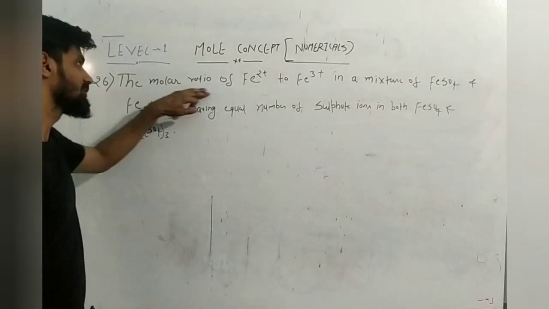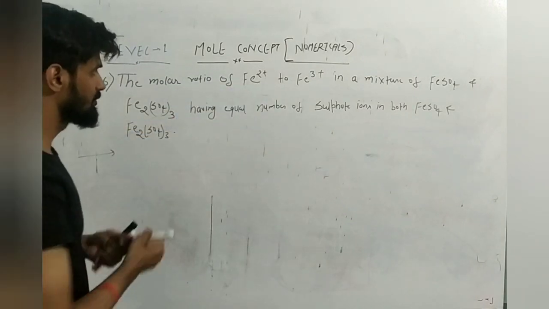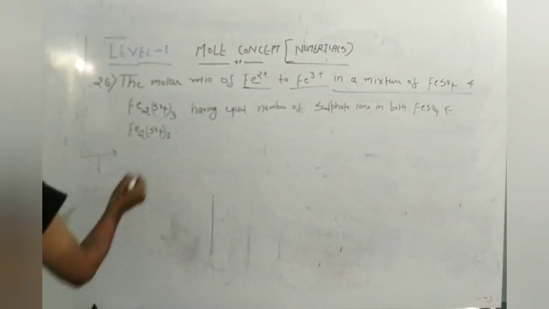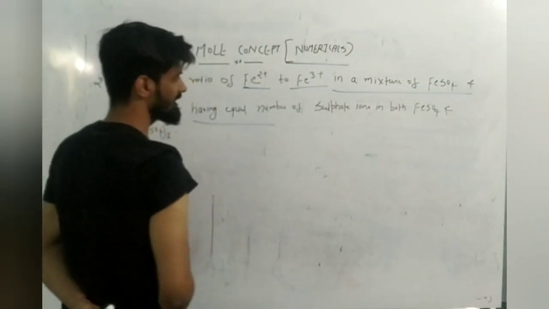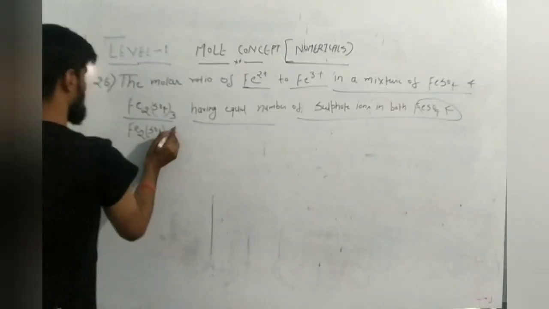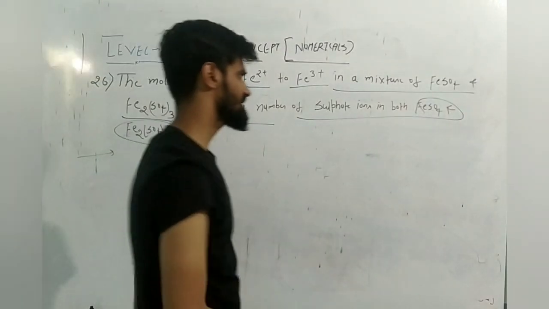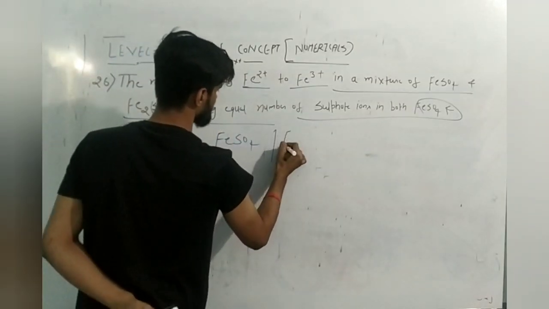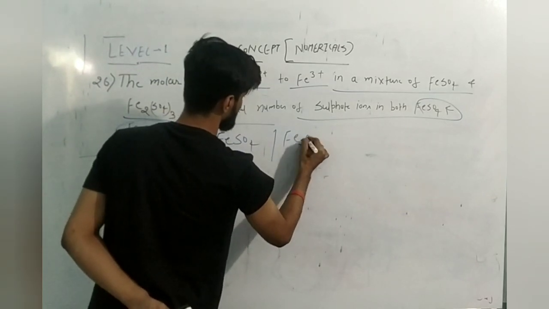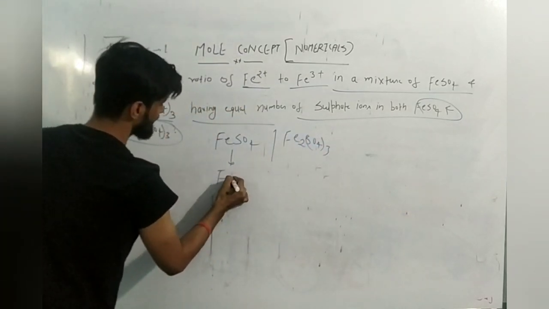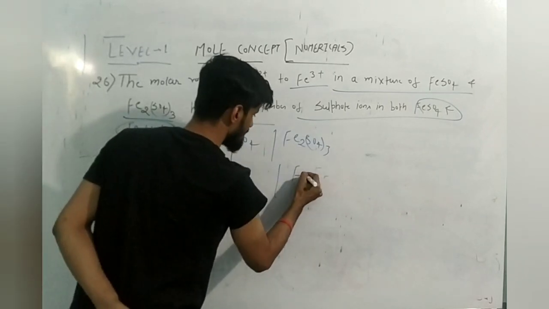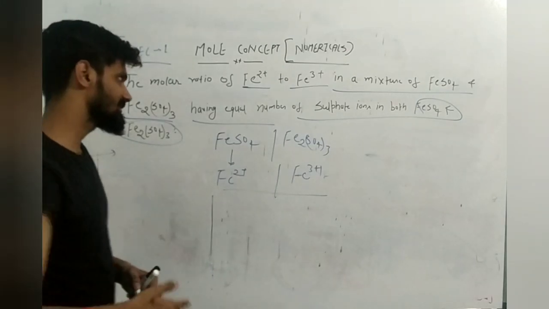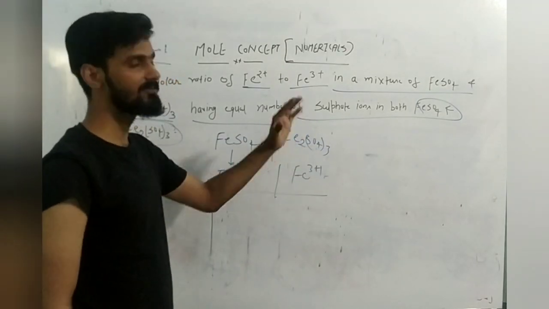The question is asking the molar ratio of Fe2+ ions to Fe3+ ions in a mixture of FeSO4 and Fe2(SO4)3, which has an equal number of sulfate ions in both FeSO4 and Fe2(SO4)3. First of all you have to understand, in FeSO4 you will get the Fe2+ ion and in Fe2(SO4)3 you will get the Fe3+ ion. This is the scenario. And the question says there are equal numbers of moles of sulfate ions.